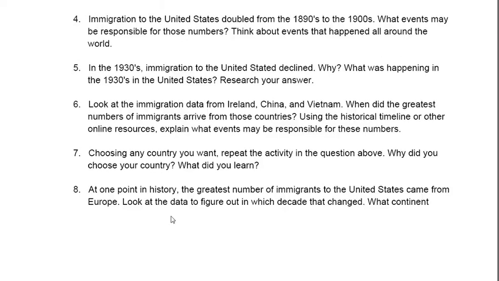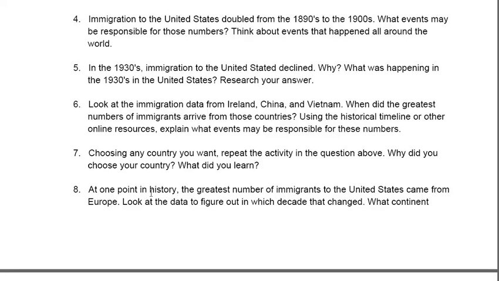Okay? Number 8. At one point in history, the greatest number of immigrants to the United States came from Europe. Look at the data to figure out in which decade that changed. So what I want to know at this very front part is, when did Europe's immigration to the United States decline? I do not want to know when it is the highest. I want to know when it's the lowest.